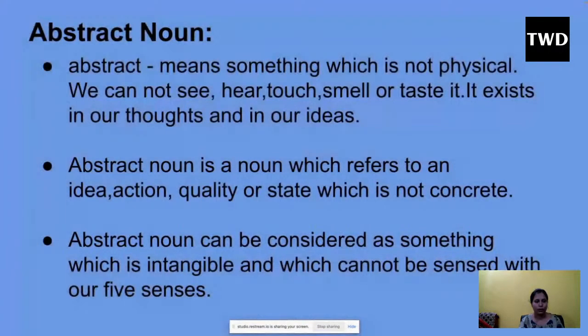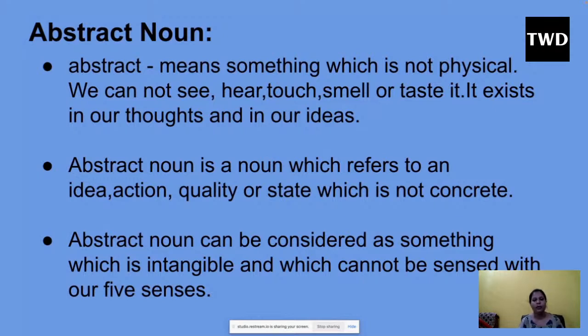Let us move forward now. Abstract noun. Abstract. What is the meaning of abstract? That is something which we cannot sense with our five sense organs. What are the five sense organs we have? That is to see, hear, touch, smell, or taste. So abstract is those things which we cannot see, cannot hear, cannot touch, cannot smell, or taste. So all those things are known as abstract, and in our grammatical way we call it as abstract noun.